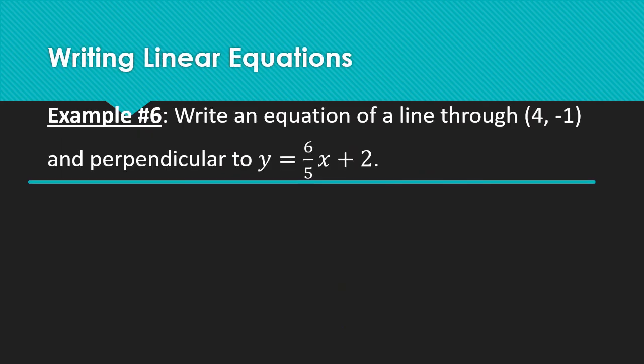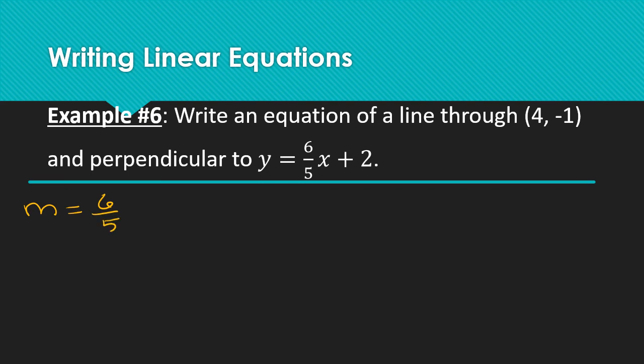So looking at example 6, write an equation of a line through the point (4, -1) and perpendicular to y equals 6/5 x plus 2. So when I really think about what's going on right here, I need a slope. So the slope of the original line is 6/5.